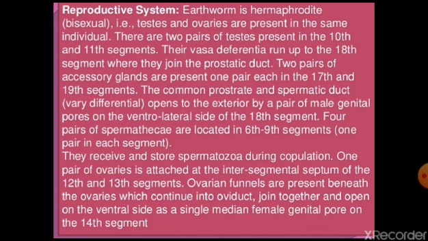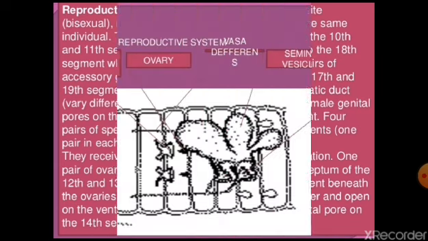One pair of ovaries is attached at the intersegmental septum of the 12th and 13th segment. Ovarian funnels are present beneath the ovaries, which continue into the oviduct, join together and open on the ventral side as a single median genital pore on the 14th segment.